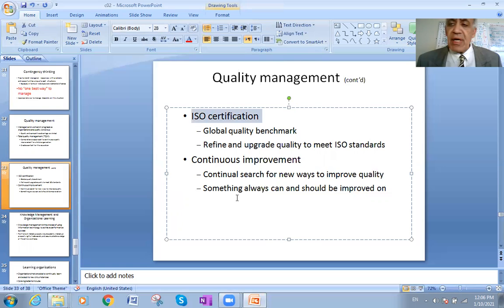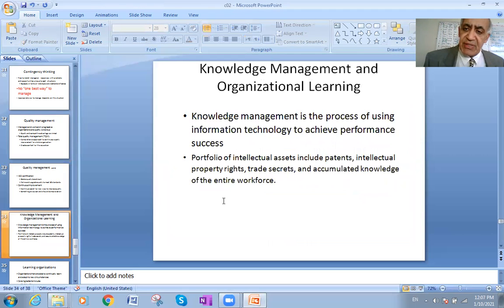The ISO is a certification that you are applying the total quality management standards. We have two kinds of ISO: ISO 9001 and ISO 14001. 9001 is for the quality of the product. 14001 is for the environment. So just remember those two. So, refine and upgrade to the ISO standards. Continuous improvement, like we said, quality management means importance and continuous improvements in the products.